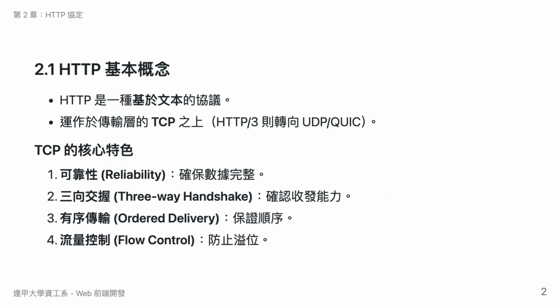First of all, HTTP is a text-based protocol. It traditionally operates on top of TCP, which belongs to the transport layer. However, you should note that HTTP 3 has shifted towards using UDP and the QUIC protocol. To understand HTTP, we must understand TCP. Its core features include reliability, which ensures data integrity. It uses a three-way handshake to confirm that both sides can send and receive. It also guarantees ordered delivery and provides flow control to prevent buffer overflows.